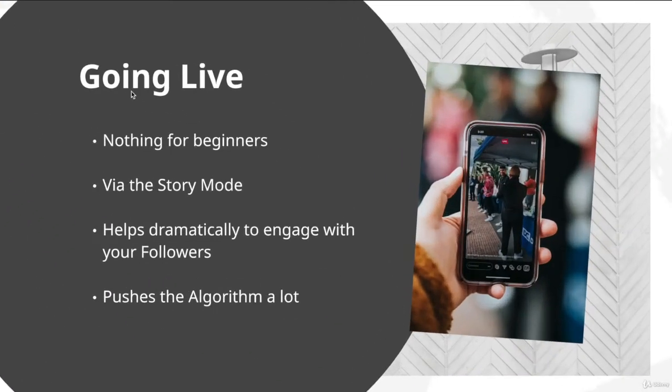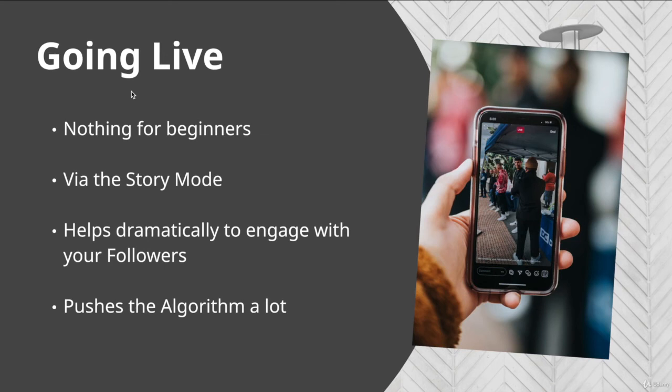And then the last option is going live. That's definitely nothing for beginners. How can you do it? If you open the story mode, you can click on it and say, I would like to go live. It helps dramatically to engage with your followers. But first of all, you need to have followers. If you have 100 followers, it might not be the best option to do it, but it's a very, very good option to grow your account. Don't do it in the beginning, because maybe you are not used to talking in front of the camera, etc. I highly recommend doing this later on, because that's one thing that pushes the algorithm a lot.